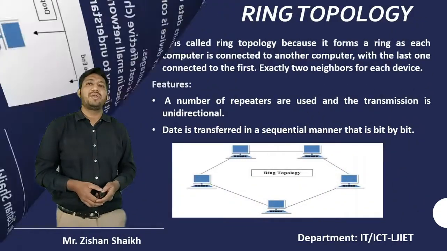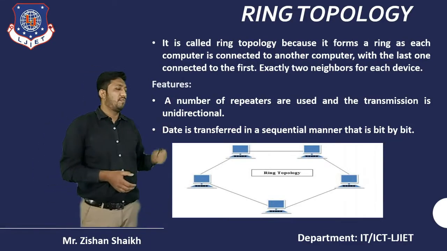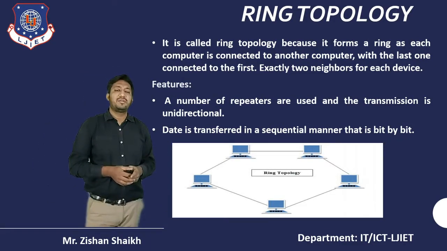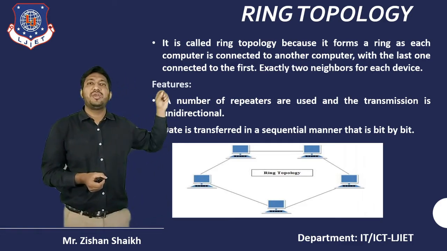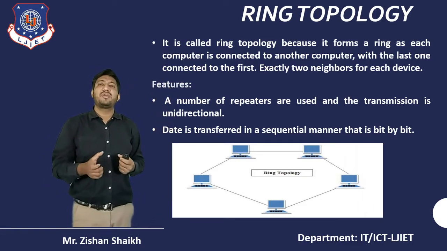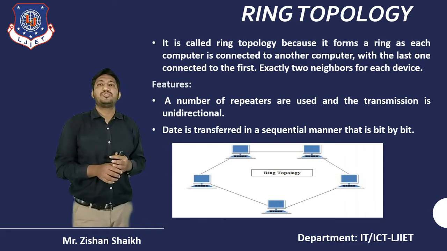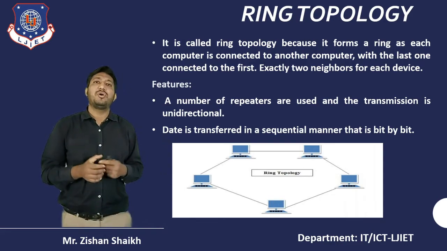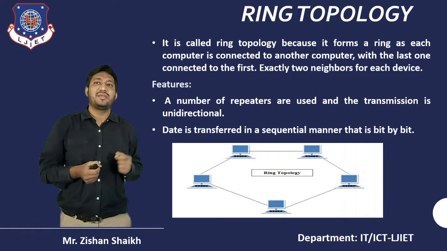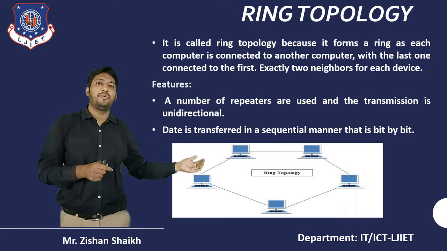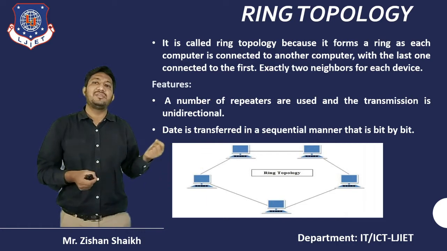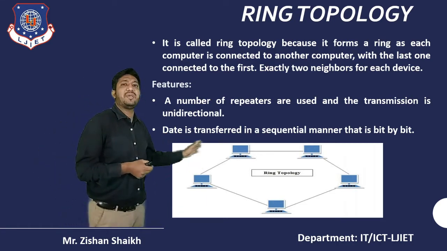Now we are moving to our next topology, the ring topology. The keyword ring tells us it is circular. It is called a ring topology because it forms a ring. Each and every computer is connected to another computer, with each connected to at least two devices.